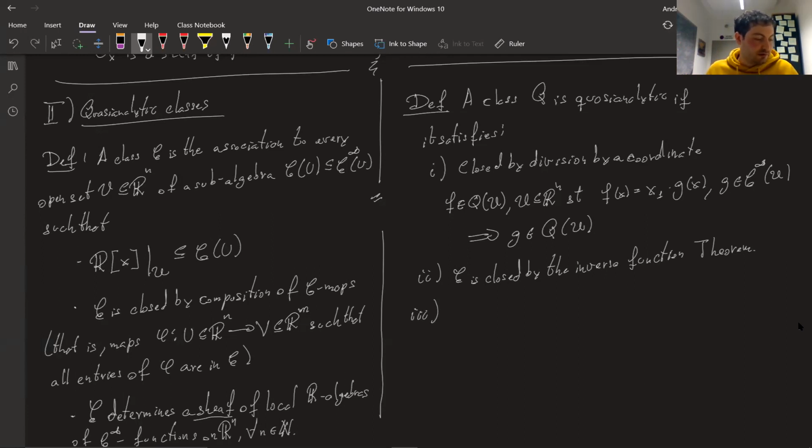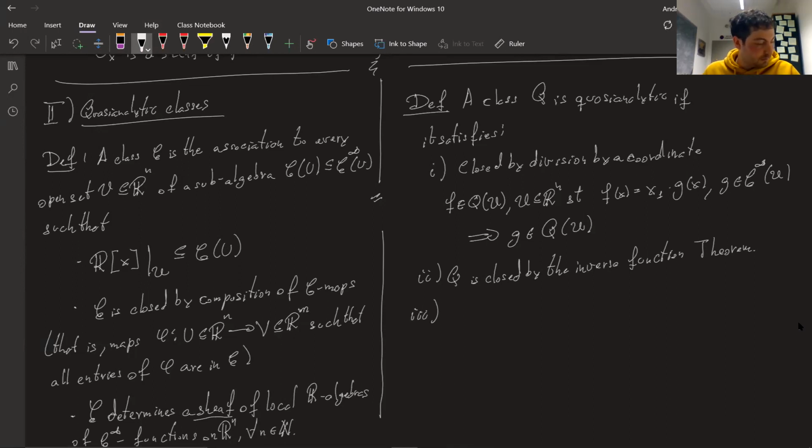And third, the quasi-analyticity. So if I'm going to state it with Andre, you mean Q is closed by an inverse function? Oh, yes, thanks.